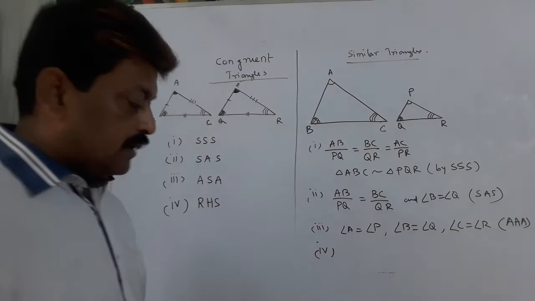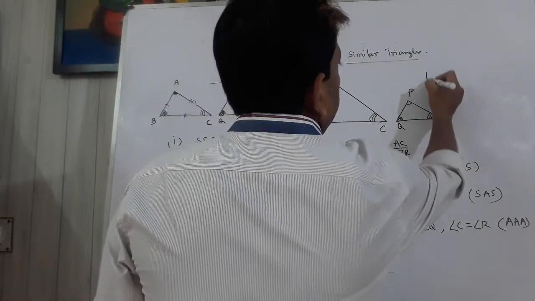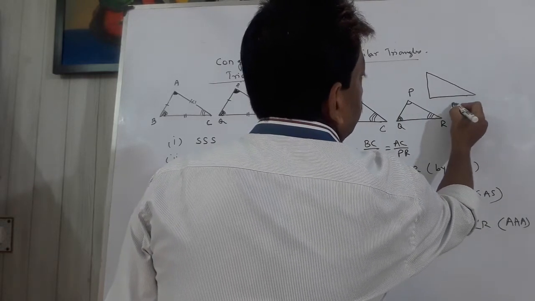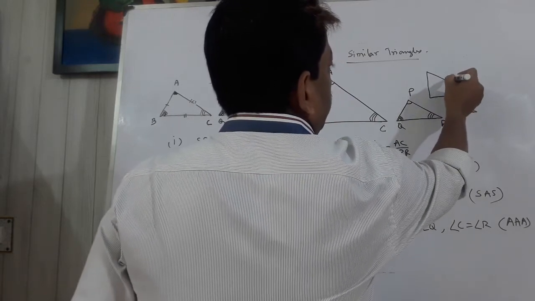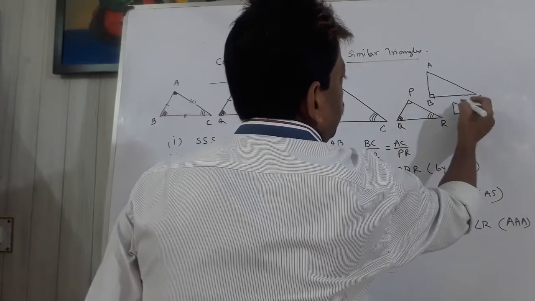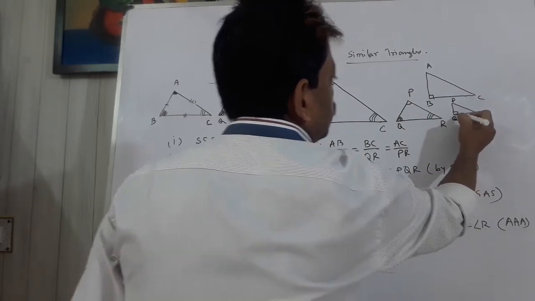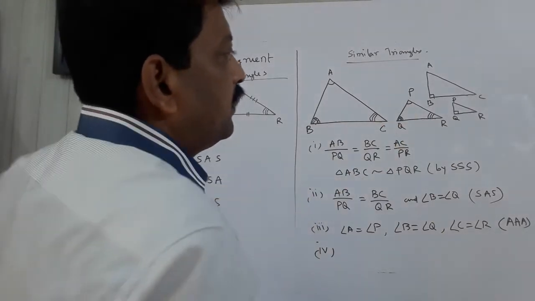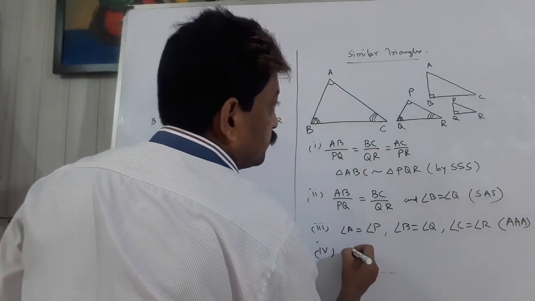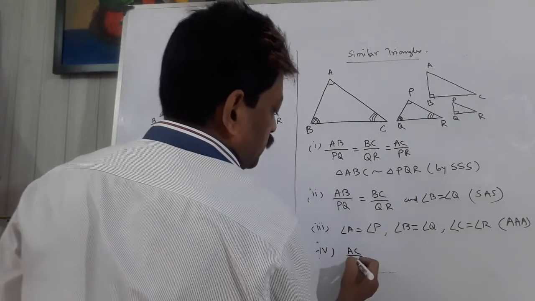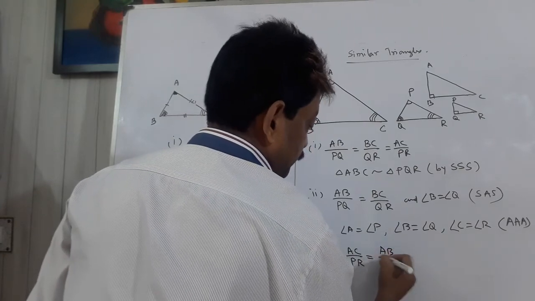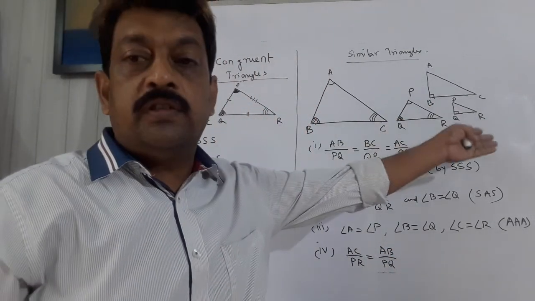If two right triangles are similar, suppose this is a right triangle and this is also a right triangle. Suppose ABC is the right triangle, angle B is 90 degrees, and PQR is also a right triangle where angle Q is 90 degrees. As you can see from the figure, these two are right triangles, and if the hypotenuse AC and the hypotenuse PR are proportional to any side, suppose I am taking AB and PQ. We can take the base also, BC and QR.